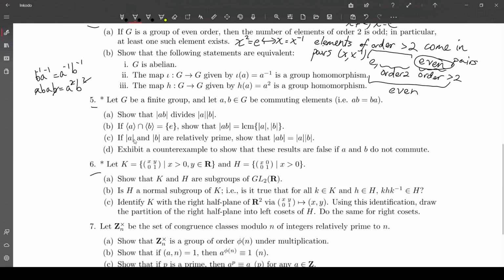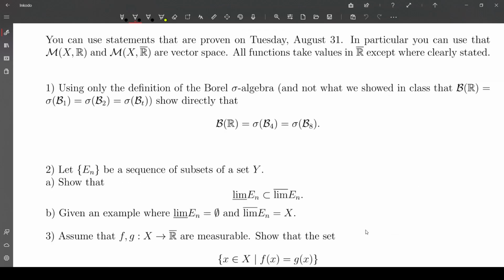And then you can sort of cancel out the a and the b, and so you get ba equals ab. Okay. And then these two I'm not going to go into, but this one is about the order of a product of commuting elements and certain conditions, and then finding a counterexample where these things fail if they don't commute. And then 6 showcases two matrix groups, and we're studying how they relate to each other and the cosets that they form. Okay. So now we're going to switch over to analysis.